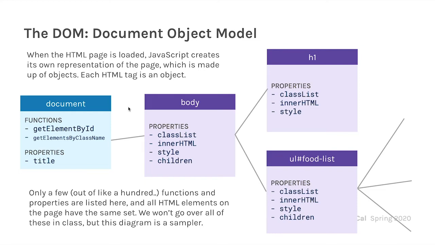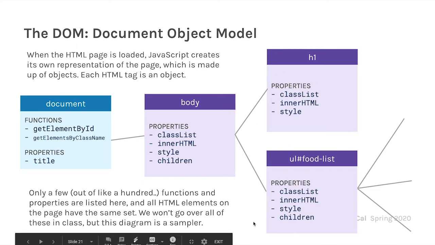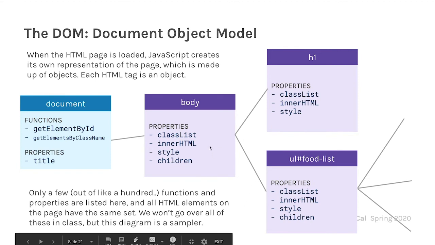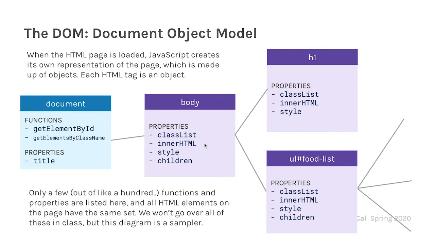So, some examples are that all HTML tags have a classList property, which tells us what CSS class it has applied. Each HTML element also has an innerHTML property, which tells us what text is inside that tag. I'm not going to go over all these different properties in class, but this diagram kind of shows a sampler of what each of these HTML element objects are.